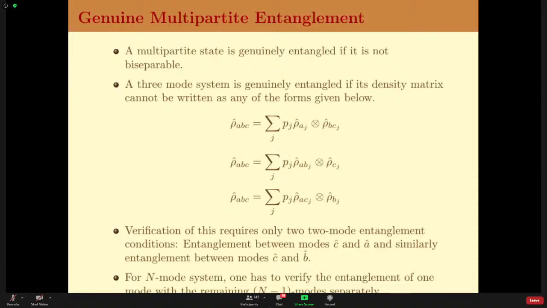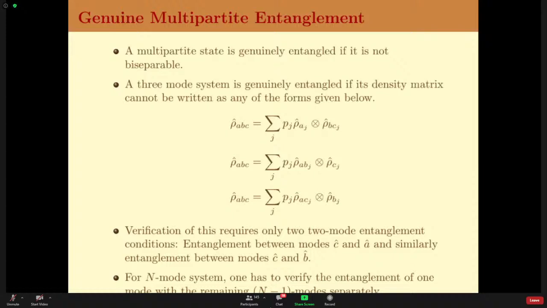And similarly, if the modes C and B are entangled, then it cannot be written as given in the third form. Okay, so if mode C and B and mode C and A are entangled, then the state is genuinely entangled. So for a three-mode system, we have to detect only two inequality relations.